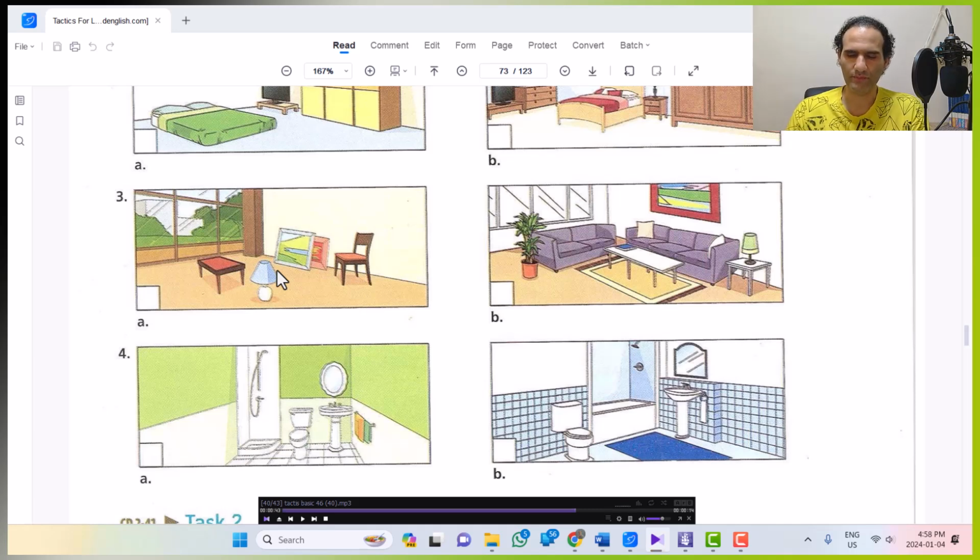And number 4. The bathroom is very small. There's just a shower and a toilet. You can come and take a bath at my place anytime. Thanks, I probably will.